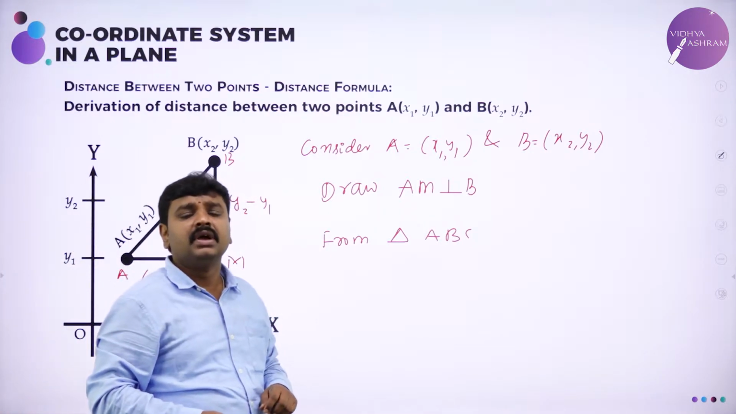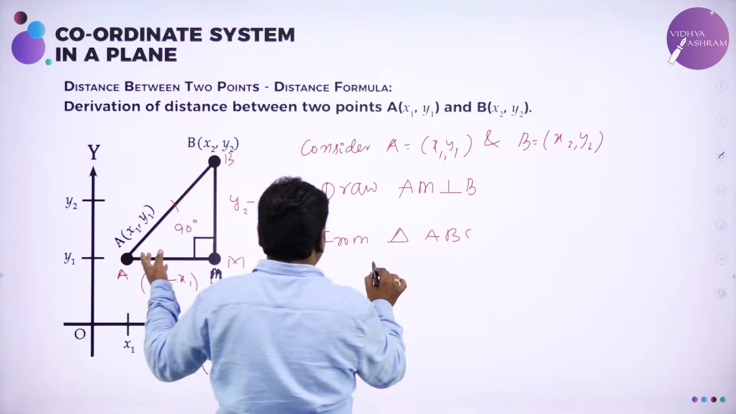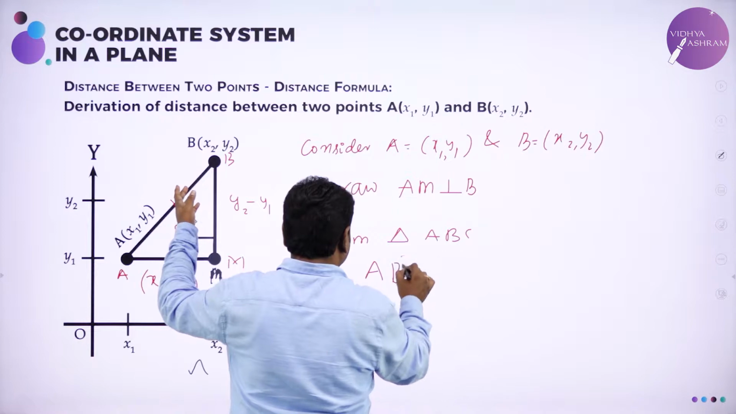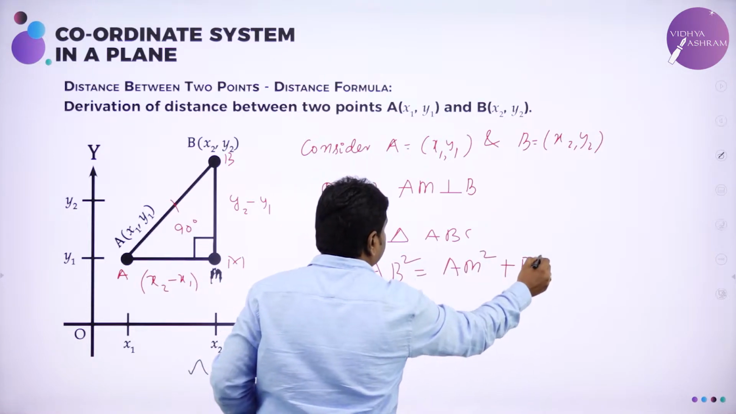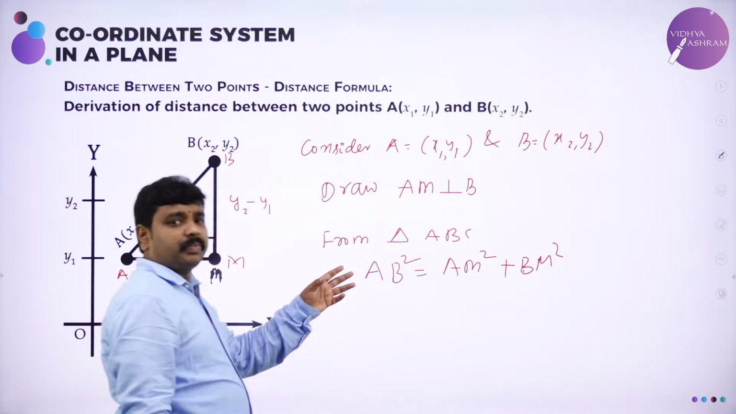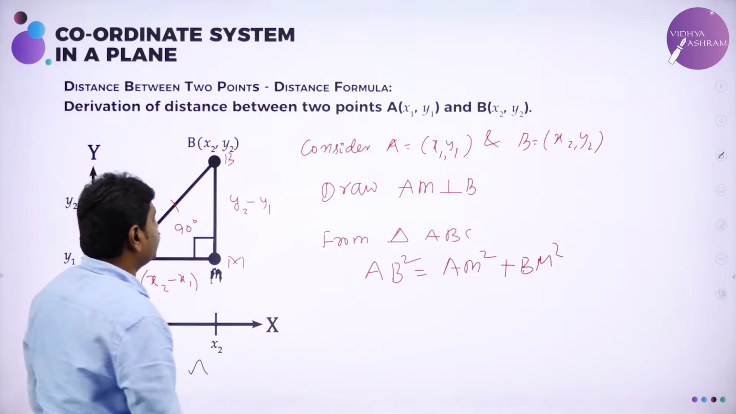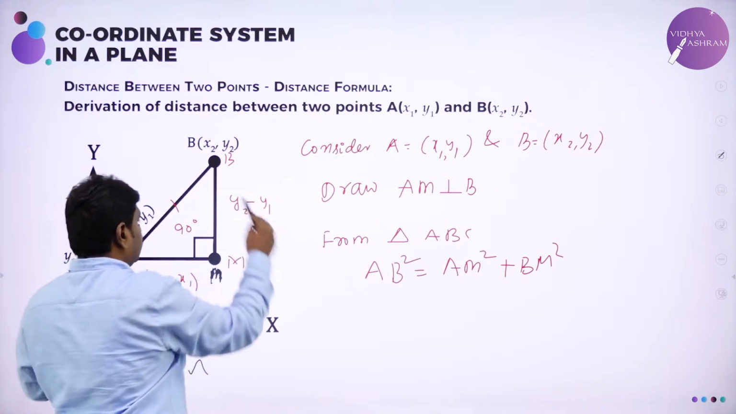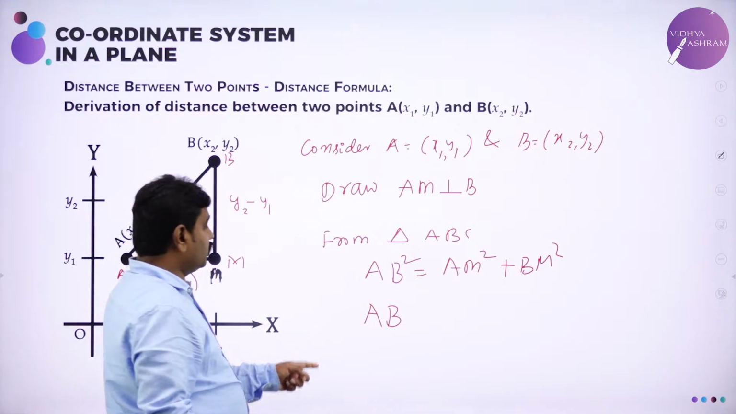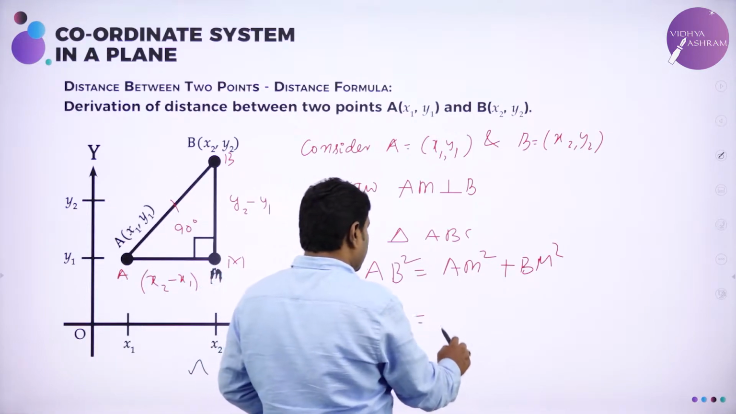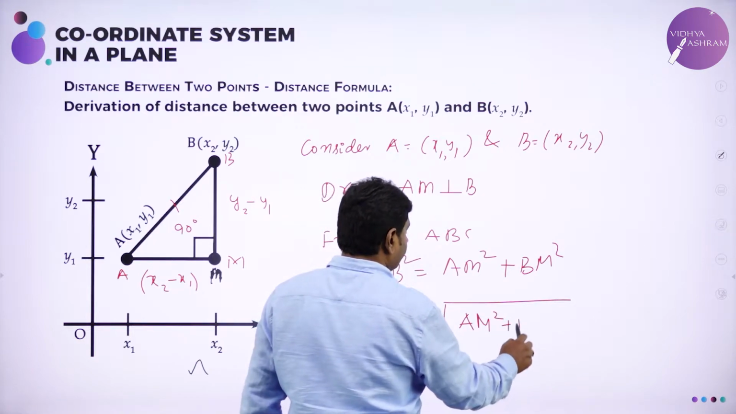What is Pythagoras theorem? Hypotenuse square is equal to side square plus side square. So from the triangle, AB square is equal to AM square plus BM square. Can I write? Apply Pythagoras theorem. Hypotenuse square is equal to side square plus side square. Then what is AB? AB is the distance between the 2 points. I need AB. So AB square is this. If I want AB, I will take square root on the RHS. So AM square plus BM square.